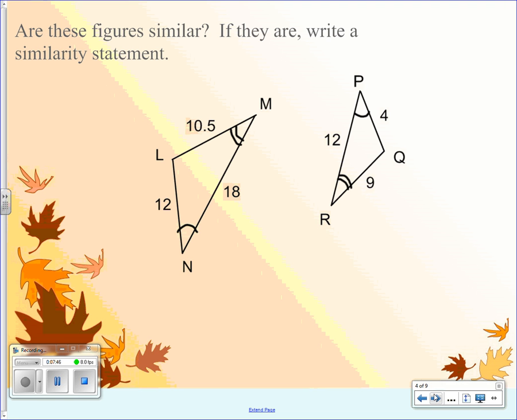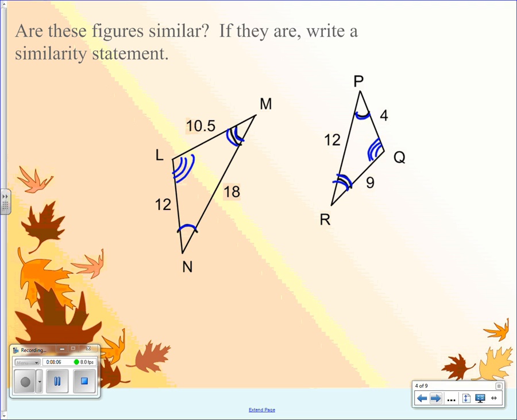So here we go. We need to check for congruent angles first. So angle N is congruent to angle P. Good, one pair of congruent angles. Angle M is congruent to angle R, a second pair, which means that angle L and angle Q also have to be congruent. So now let's test our sides and see if they are proportional.